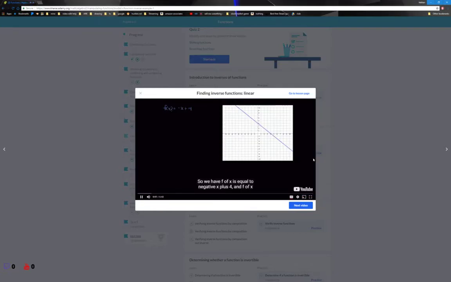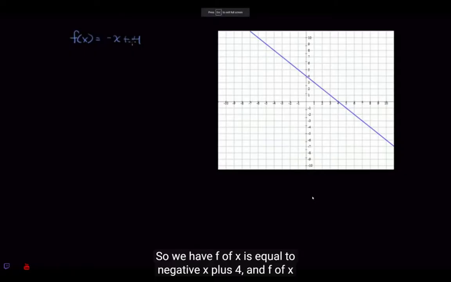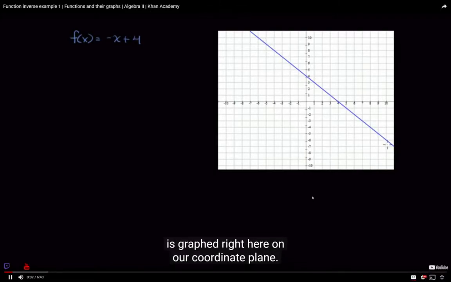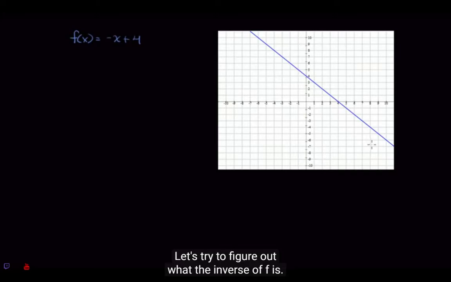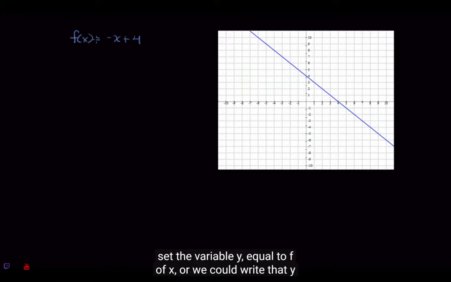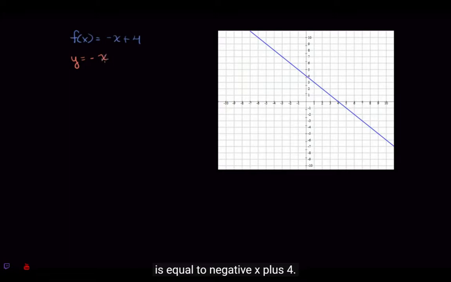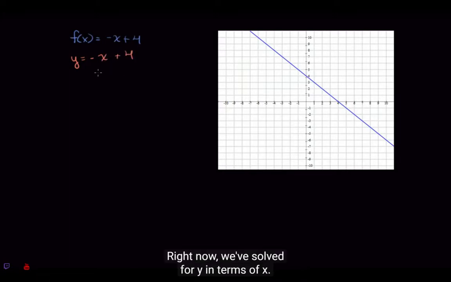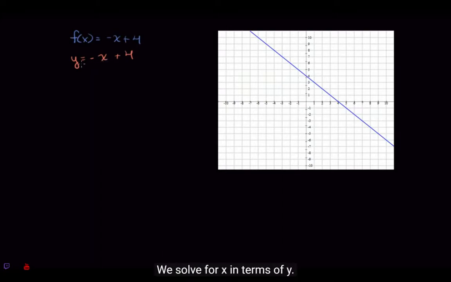So we have f of x is equal to negative x plus 4, and f of x is graphed right here on our coordinate plane. Let's try to figure out what the inverse of f is. And to figure out the inverse, what I like to do is I set the variable y equal to f of x, or we could write that y is equal to negative x plus 4. Right now, we've solved for y in terms of x. To solve for the inverse, we do the opposite. We solve for x in terms of y.